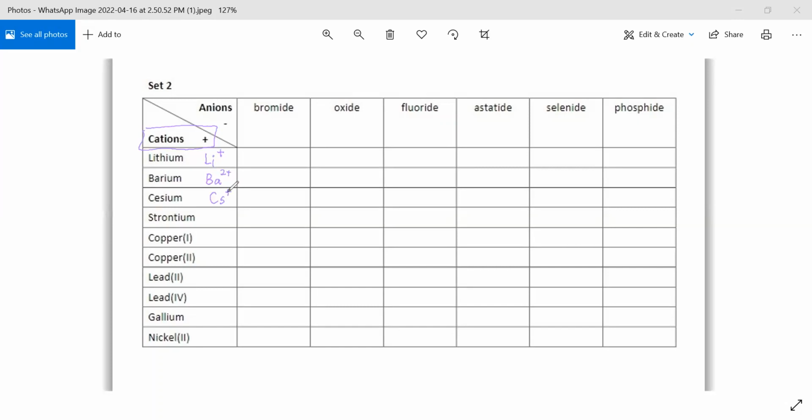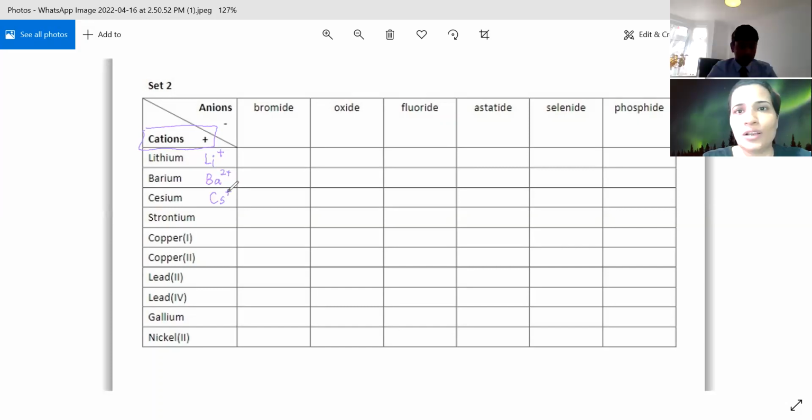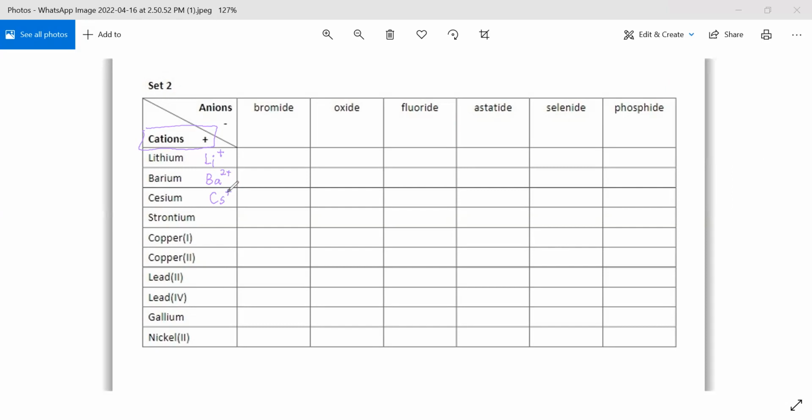By the way, why am I doing all that? You are going to tell me, right? Ishan, strontium? 2 plus. Very good. Then they have already written copper, which is 1 plus, copper, which is 2 plus, right?